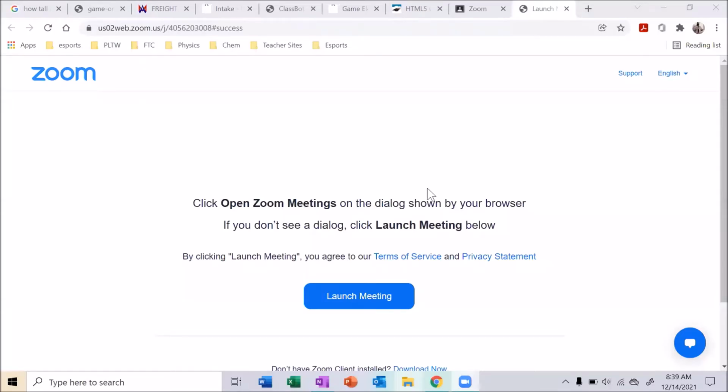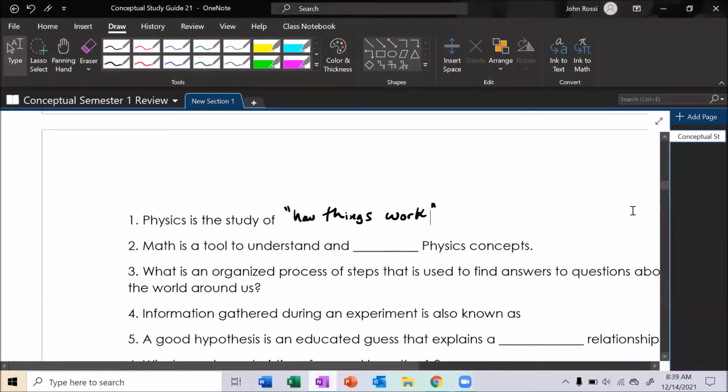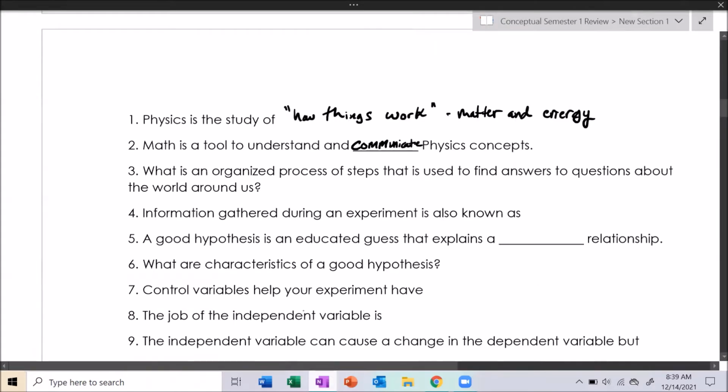All right, all you cats and kittens, we're here to study for our physics. And you want to know that physics is the way things work. It deals with energy, matter, everything in the universe and how it interacts. But the short answer is it's how things work. You guys use math as a tool to understand, but also communicate physics concepts. That way, we're all on the same page.